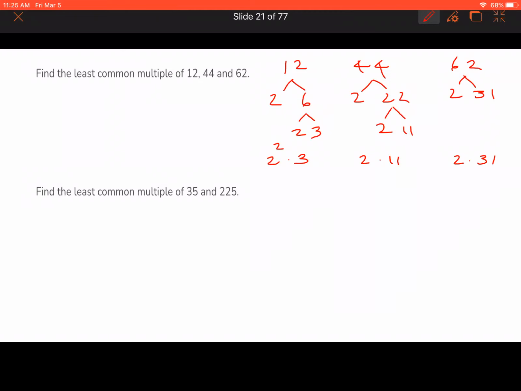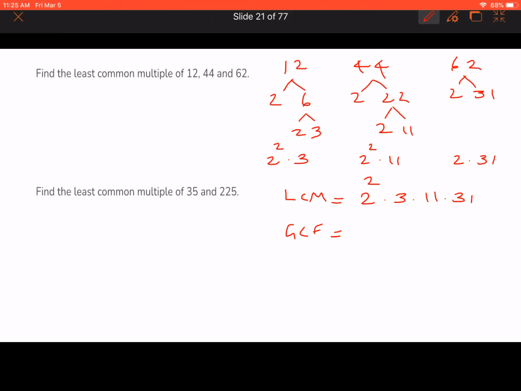Right, once we have written down all the factors, we'll find the LCM. So how many 2s are there? 2 square, or here also 2 square and 2. So the highest power is 2 square, and there is one 3, one 11, and one 31. Right? Okay.